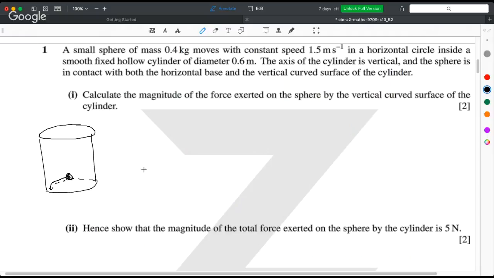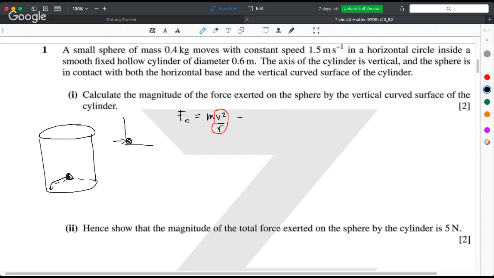So it's moving around, and the first question is asking us to calculate the force that's being exerted by the vertical wall of the cylinder. So remember, it's all about balancing forces. So if it's moving around, it's got some centripetal force exerted on it by the wall of the cylinder, which is forcing it to move around in the circle. Otherwise, it would pass straight through the wall of the cylinder. So this centripetal force is given by mv squared over r. So this is just ma, because centripetal acceleration is v squared over r.